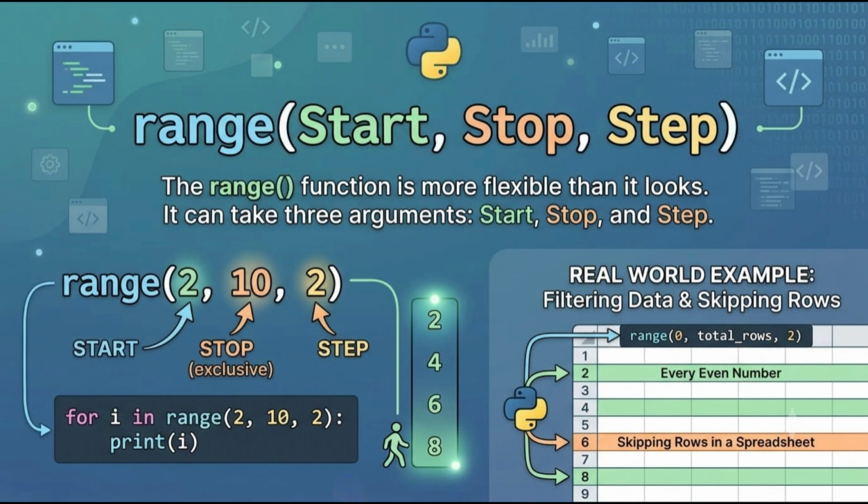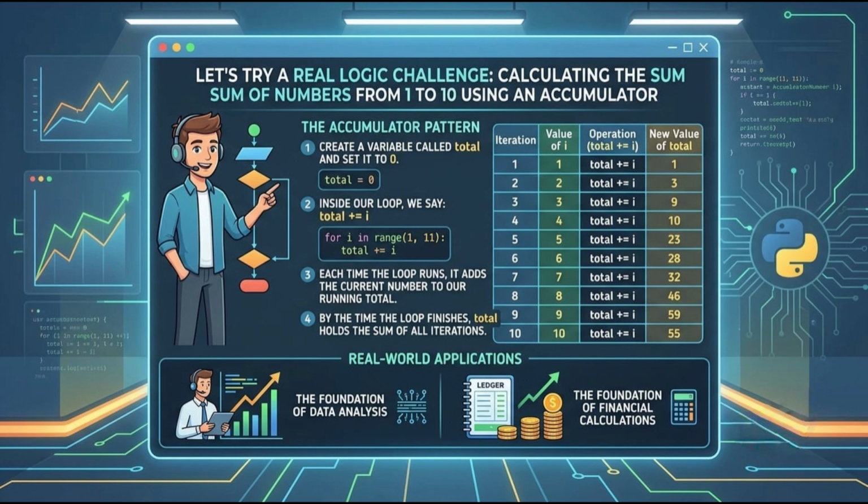The range function is more flexible than it looks. It can take 3 arguments: start, stop, and step. For example, range(2, 10, 2) tells Python: start at 2, stop before 10, and skip every 2 numbers. When we run this in a loop, we get 2, 4, 6, and 8. Using the step argument is perfect for filtering data, like finding every even number in a dataset or skipping rows in a spreadsheet.